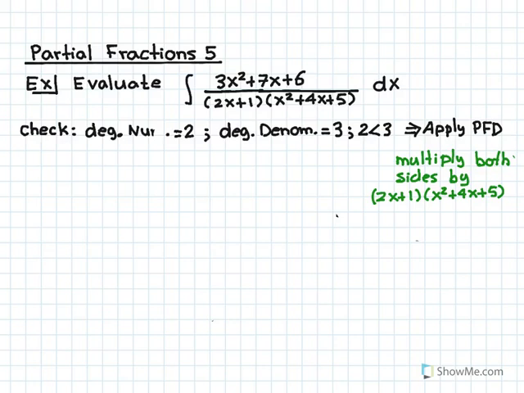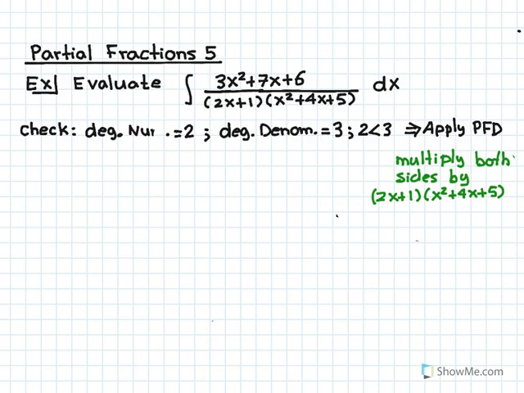In this video, we're going to look at another example of partial fraction decomposition with an irreducible quadratic factor in the denominator. You can tell that the degree of the numerator is 2 because 3x squared, the leading term in the numerator, has degree 2. And if you were to multiply the quadratic factor x squared plus 4x plus 5 times the linear factor 2x plus 1, the highest degree would be 3 because you get 2x cubed as your leading term. And since 2 is less than 3, we can apply partial fraction decomposition.